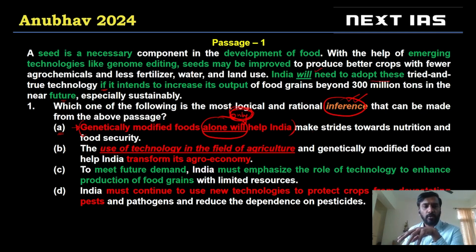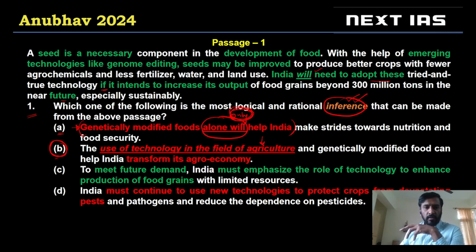Okay. Now, option B says the use of technology in the field of agriculture and genetically modified food can help India transform its agroeconomy. So, like I had mentioned at the start, maybe we can say there are two or three questions which are really difficult. I would include this in one of those, especially because of option B.